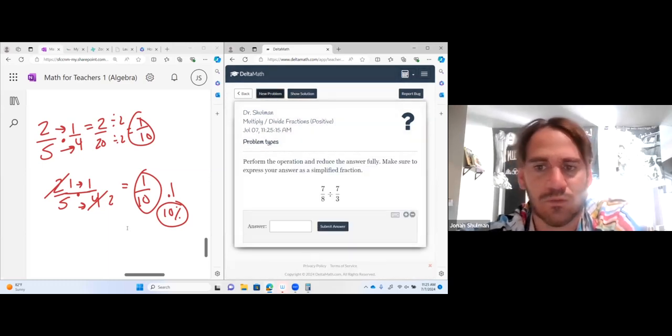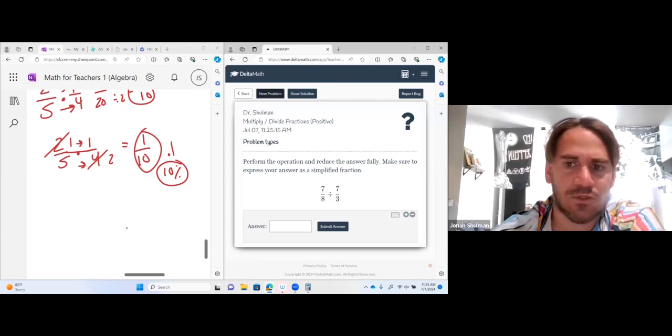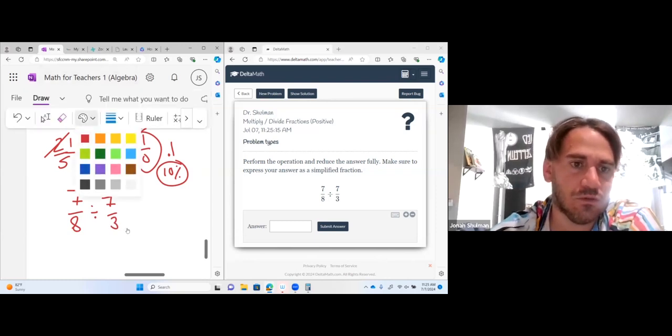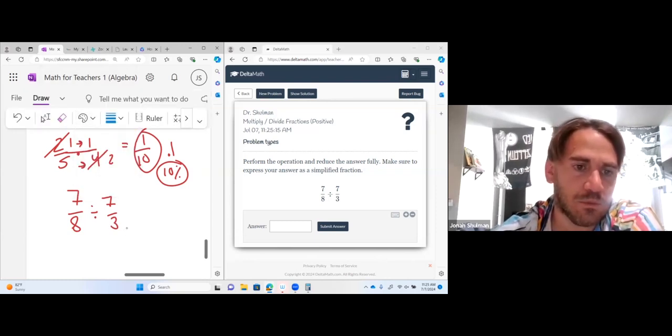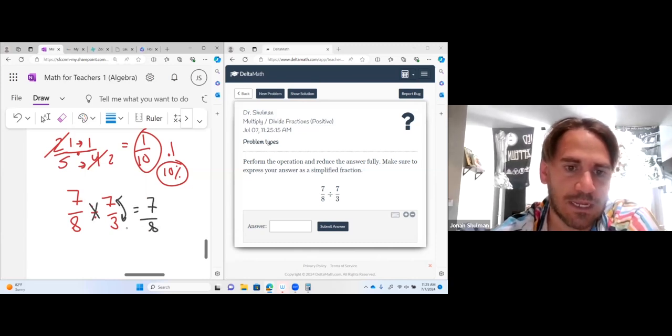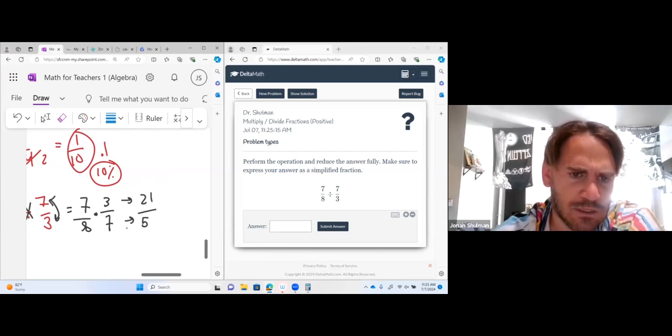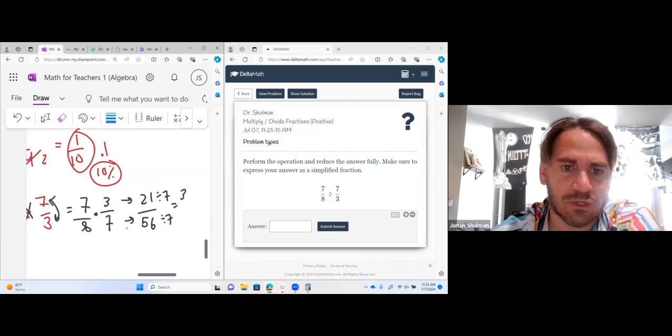Here's division one. Cool. Same idea, right? All right, so division. 7 over 8 divided by 7 over 3. The best way to do this is to multiply by the reciprocal. So this is going to be 7 over 8 times 3 over 7, which we know is going to be 21 over 56. And we can divide these both by 7. We know the real answer is going to be 3/8.